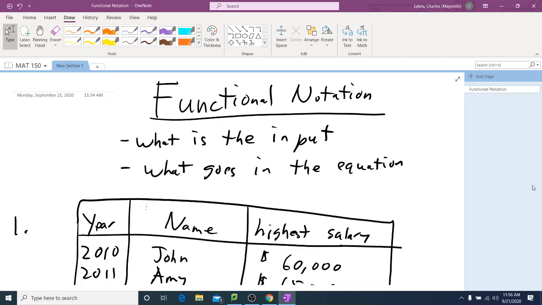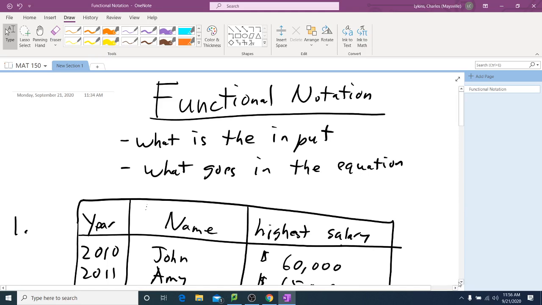Okay, welcome to this section on functional notation. This is kind of a review of what we're talking about when we're talking about functional notation. Well, the first thing is, what is functional notation? It's the input you're putting in an equation. What goes in the equation? I mean, this is the type of questions that are asked with functional notation.